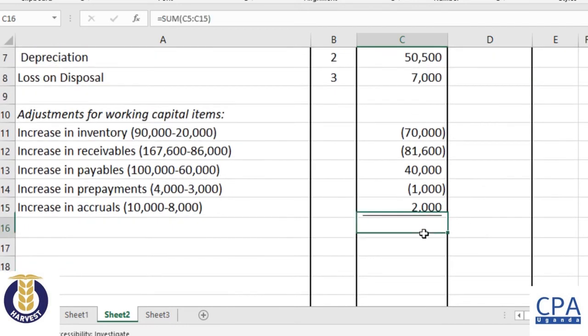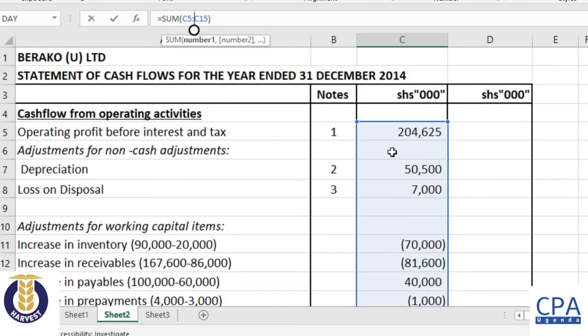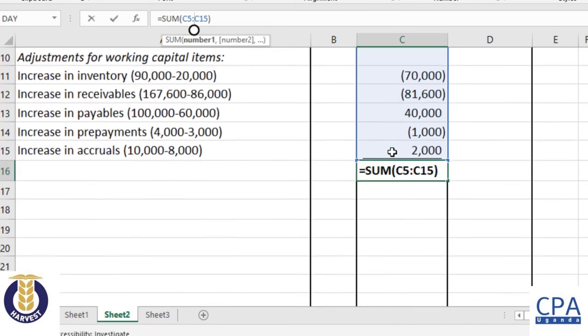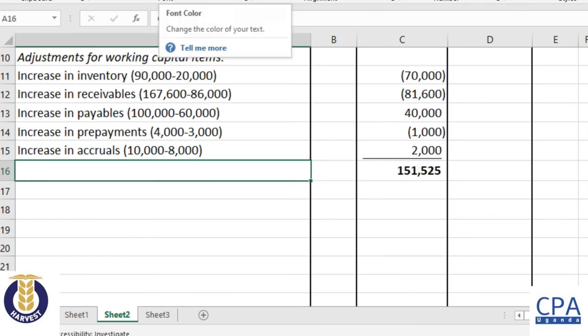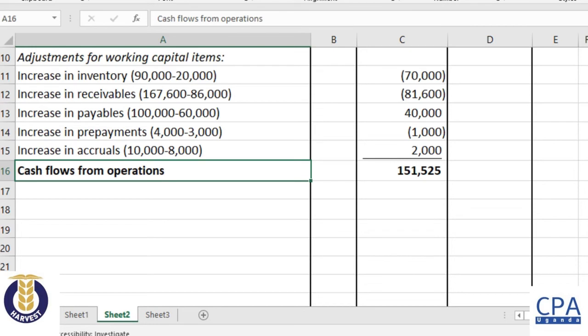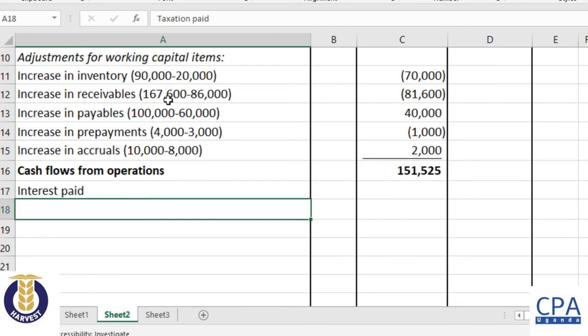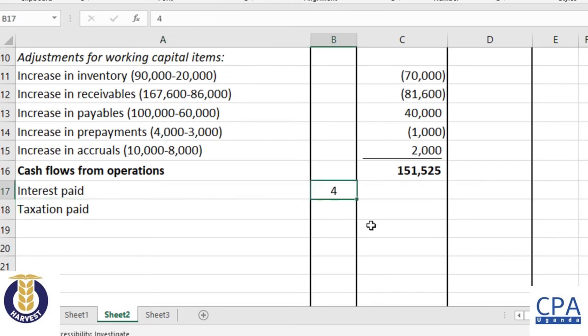And when we get the total, that gives us a total of 151,525,000. Now when I'm totaling, I total from the operating profit before interest and tax, and the figure that you get, as we have seen in this format, is the cash flow from operations. Now, because interest and tax are real factors of the economy, as I mentioned in our previous discussion, these need to be brought into the cash flow statement.